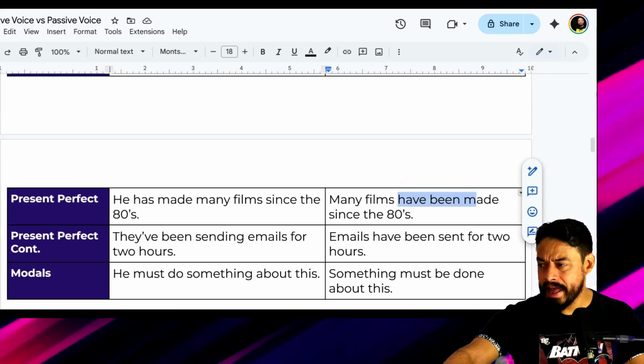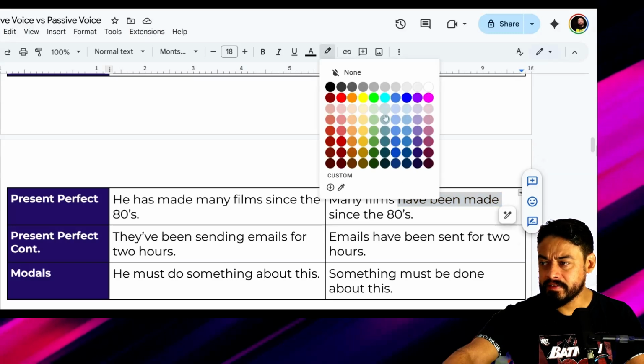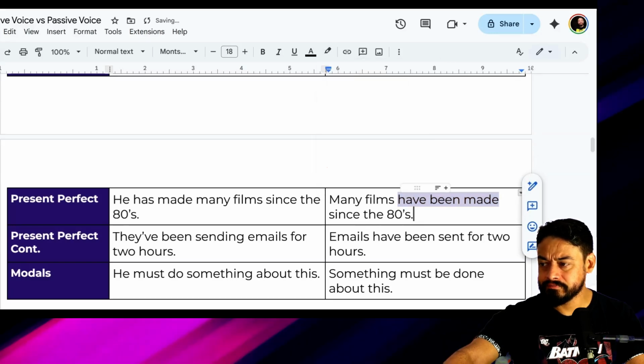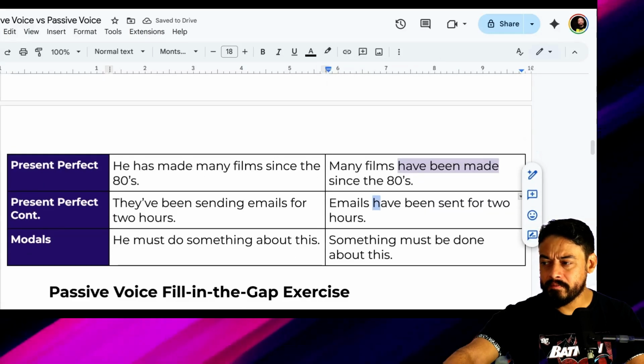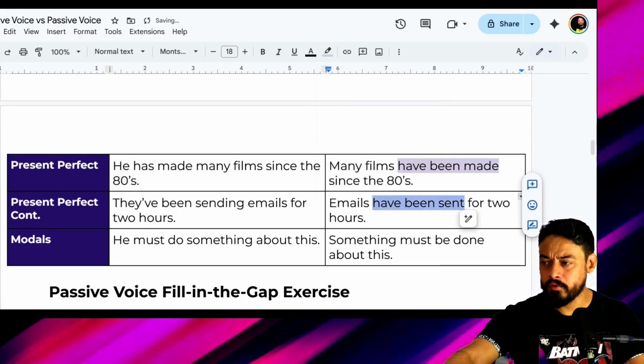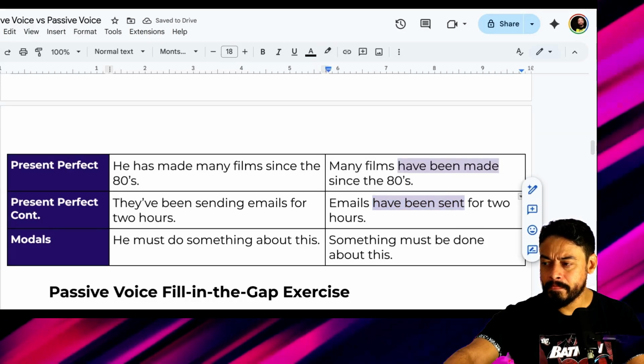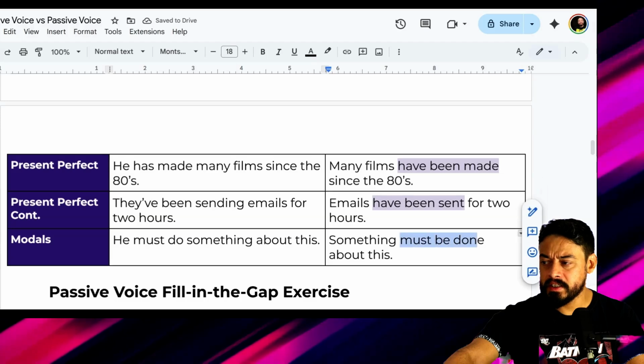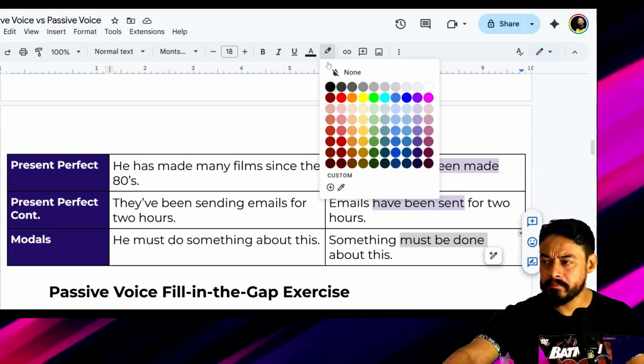So, have been made, let me just highlight that here so it's clear. Have been sent, right here. This is the passive voice tense. And something must be done, like that.